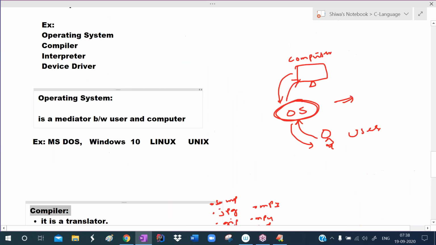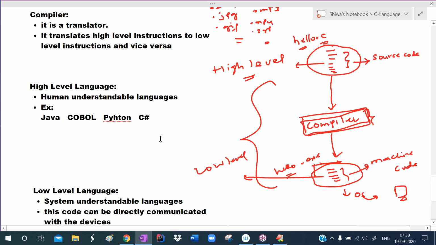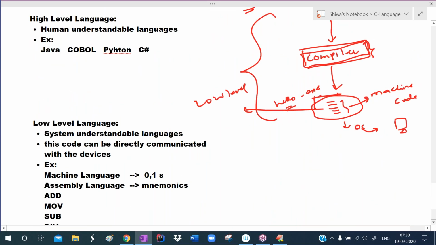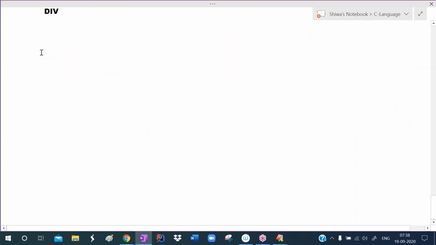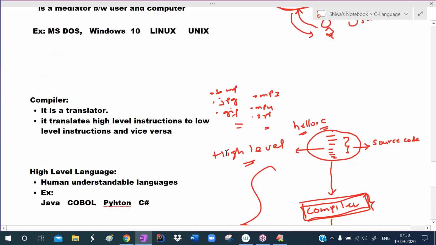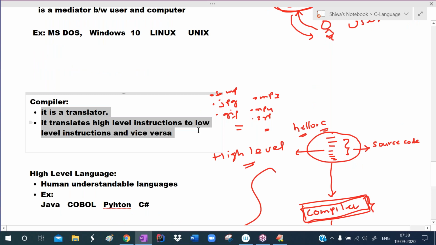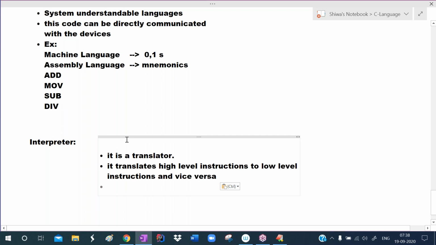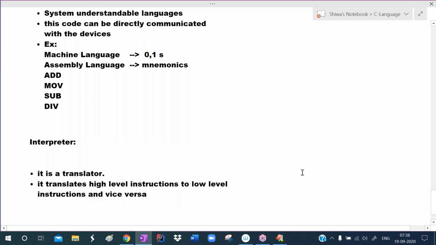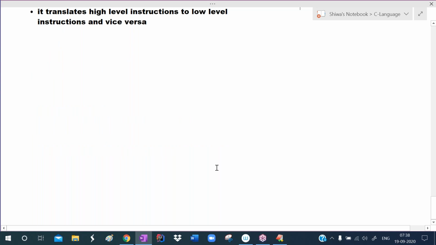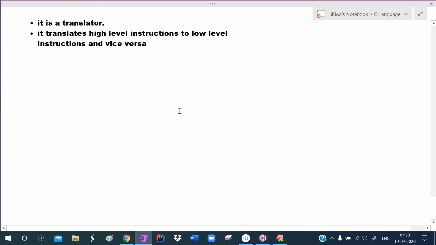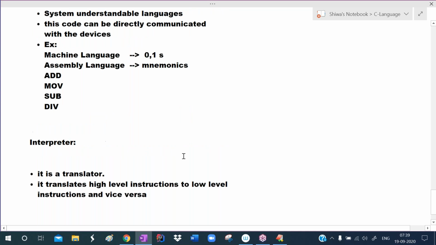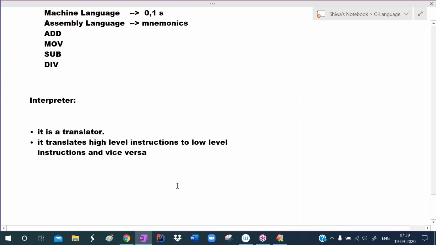Similarly, there is the interpreter. The interpreter is also a translator, and it also translates high level instructions to low level instructions and low level instructions to high level instructions. So the duty of the compiler and the duty of the interpreter are the same.